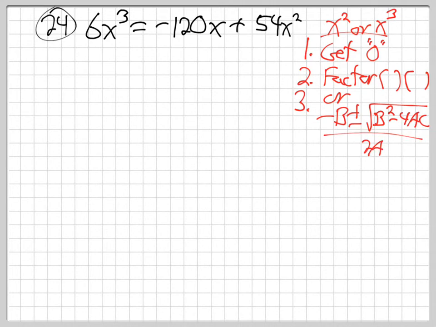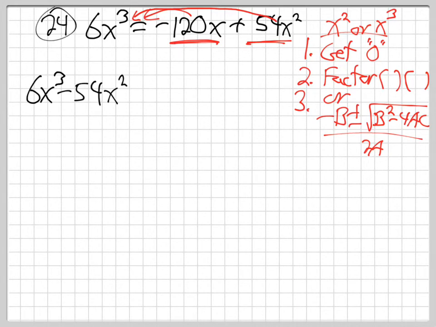So, all right, let's grab this guy and jump him to the other side, and grab this guy and also jump him to the other side. What happens when things jump to the other side of the equal sign? They change signs. So we get 6x cubed minus 54x squared. See that plus 54x squared becomes minus, and then the minus 120x will become plus 120x. When they jump to the other side, their signs change.